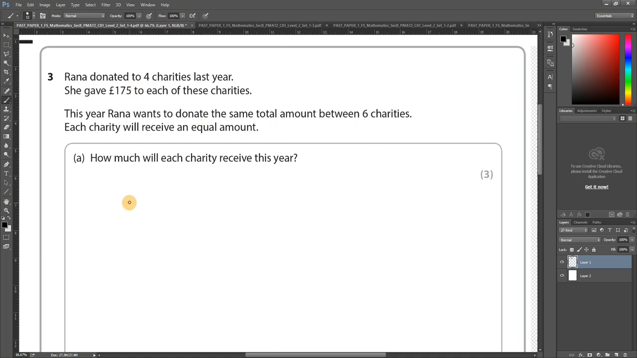Well, let's work out the total, which is 4 times 175, as they each got £175. So on the calculator, 4 times 175, 700. And don't try and work it out manually. If you've got your calculator, just stick it in the calculator. Don't waste any time trying to work it out yourself. You're not going to get any extra brownie points.